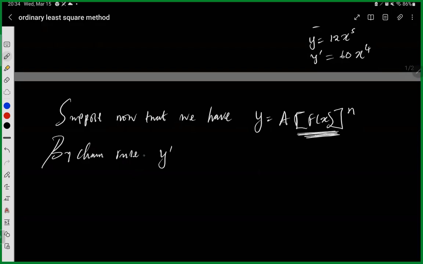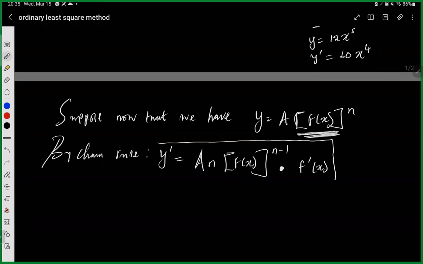So y prime is equal to this n multiplies with that a. We're saying a n, the whole thing, f of x, and then we lessen this n by 1. So what we have applied here is the power rule. But in addition to this, we multiply by the derivative of what's in the bracket, f prime of x. This here is the chain rule.